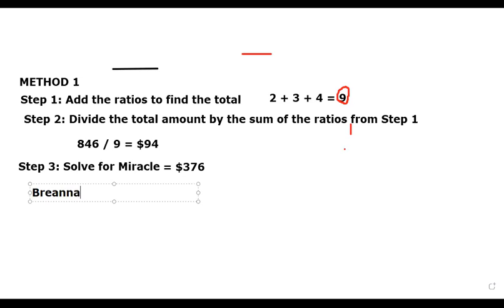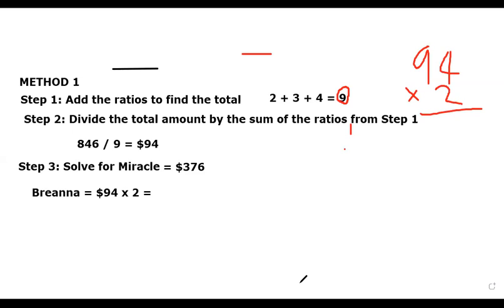So let's look at Brianna. We said that each part is $94. And the question tells us, even though it's not on the screen, that Brianna got 2 parts. Miracle got 4, Brianna got 2. So if we do 94 times 2, let's see what that works out. We'll just do it over here. 94 times 2, 2 4s are 8, 2 9s are 18. Okay, so Brianna gets $188. Okay, let's stick a pin in that.